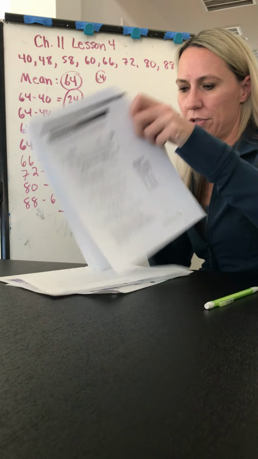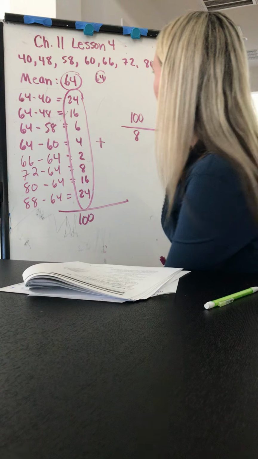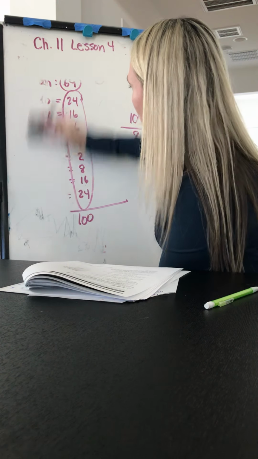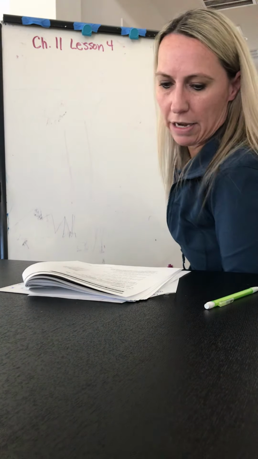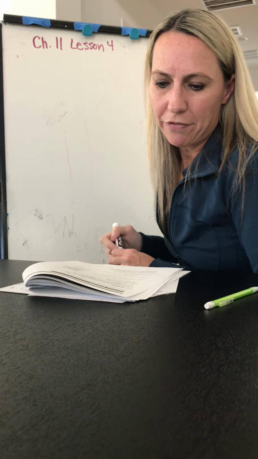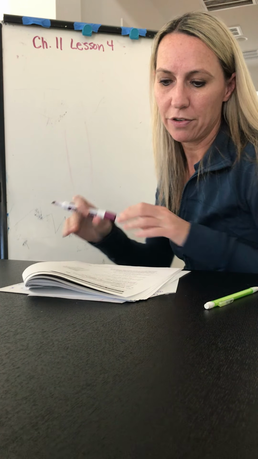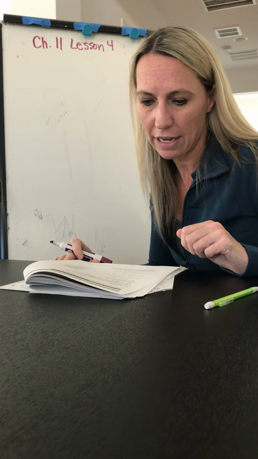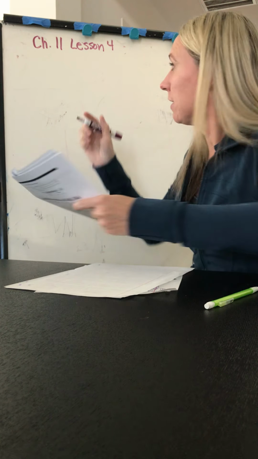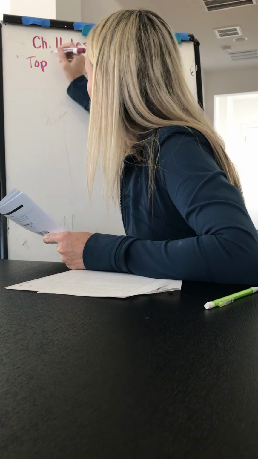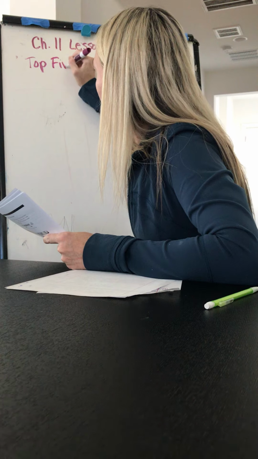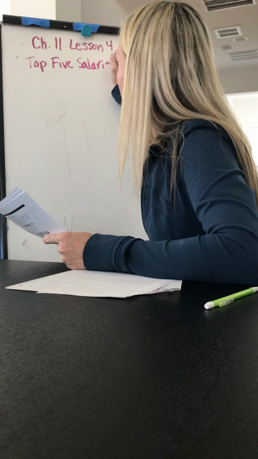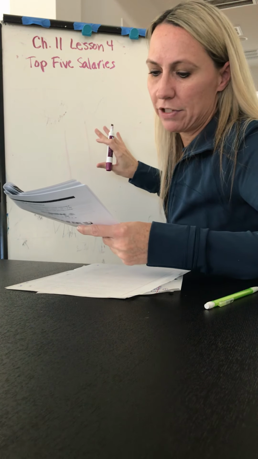So turn to example 2 on the back. It says the top 5 salaries and the bottom 5 salaries for the 2010 New York Yankees are shown in the table below. Salaries are in millions of dollars and are rounded to the nearest hundredth. So this is like 2 problems in one. I'll just do the top 5 salaries, and then you'd have to do the exact same thing for the bottom 5 salaries.